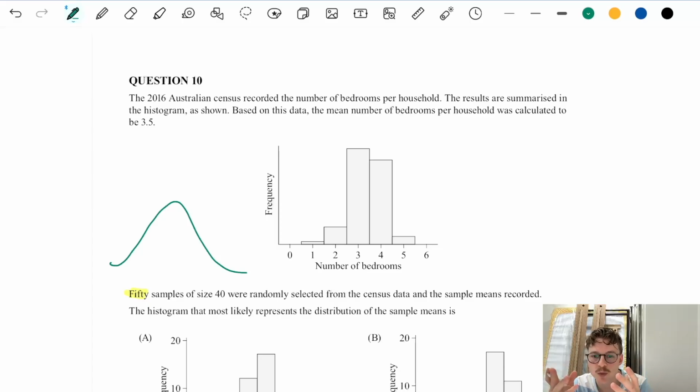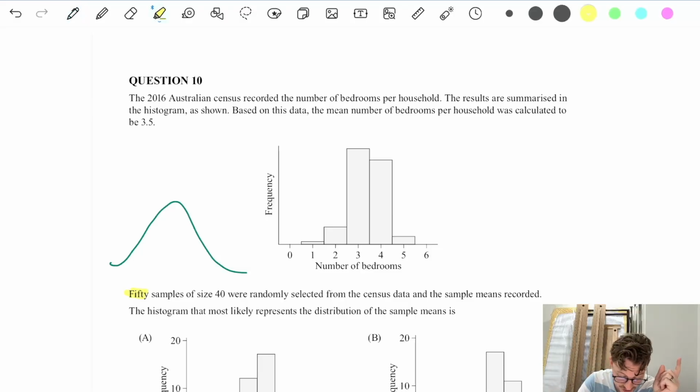Good sample size as well. The histogram that most likely represents the distribution of the sample mean is... So we should also recognize that the 3.5, the mean given to us in the question, that's this number here, should be in the center of these as well. 3.5 should be in the middle because the sample mean should be the center of my distribution, right?